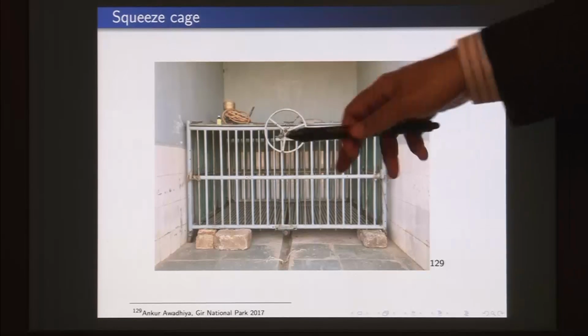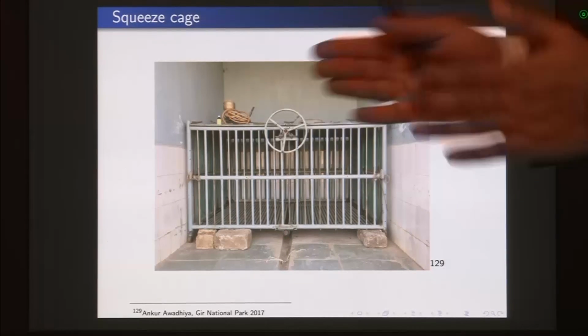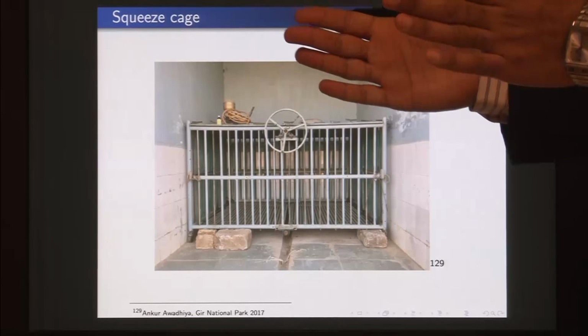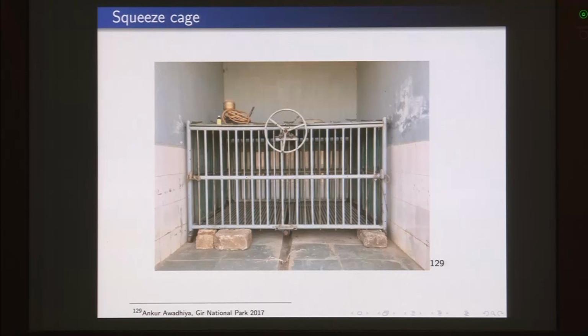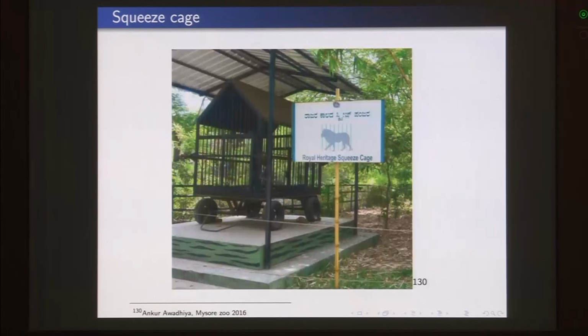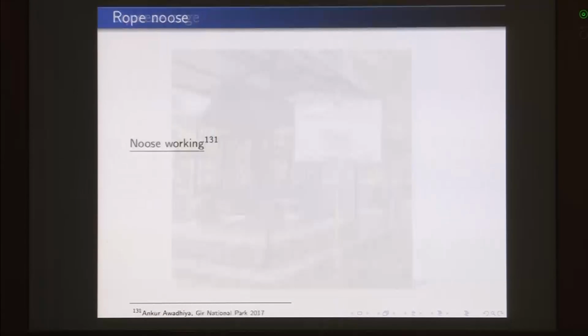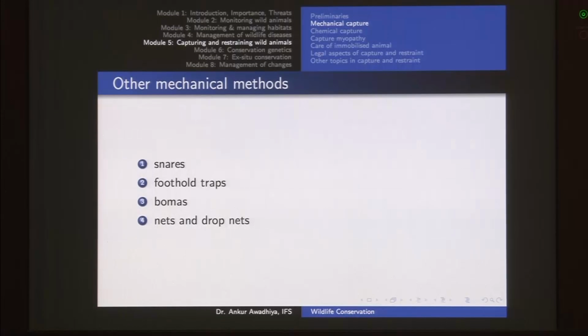So you have 3 walls here and the middle wall moves so that your animal is squeezed between 2 of these walls, and then you can take out blood samples or you can give it some medicines and so on. So squeeze cage has been used for quite some time. Then we had a look at rope noose, and other mechanical methods are snares, foothold traps, bomas, and nets and drop nets.